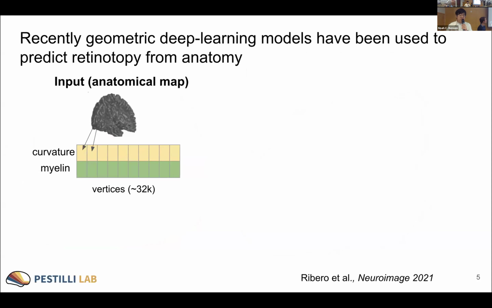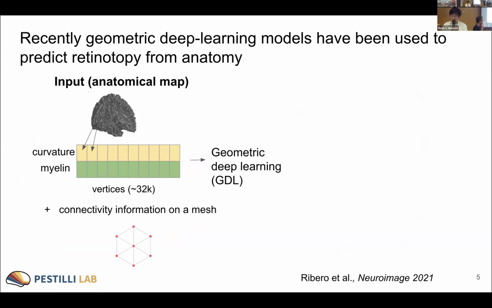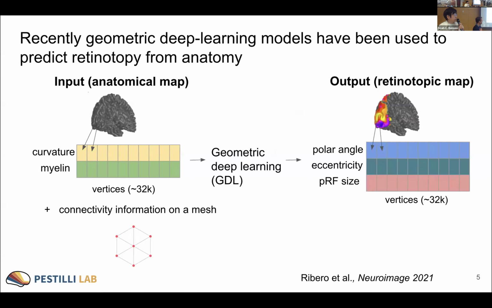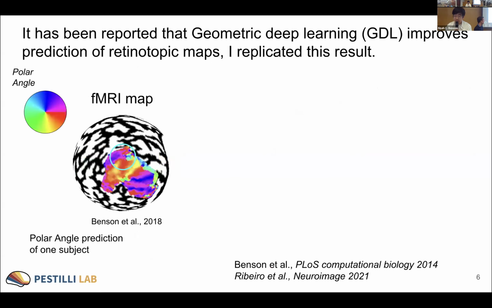So recently, geometric deep learning models have been used to predict retinotopy from anatomy, using the curvature and sulcal depth features on the surface and its connectivity information on a mesh. They predicted 3 kinds of retinotopic maps that are also defined on a mesh. It has been reported that geometric deep learning improves prediction of retinotopic maps, and I replicated this result previously.